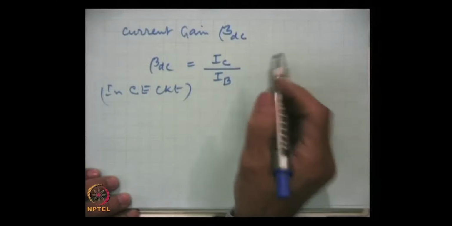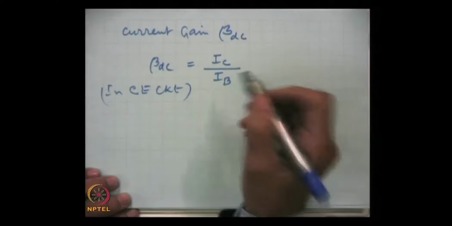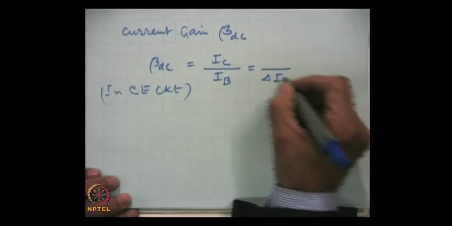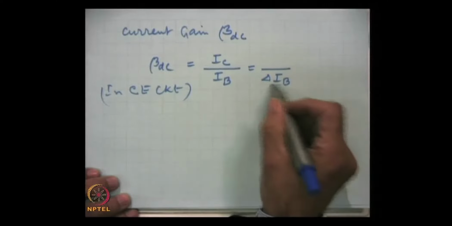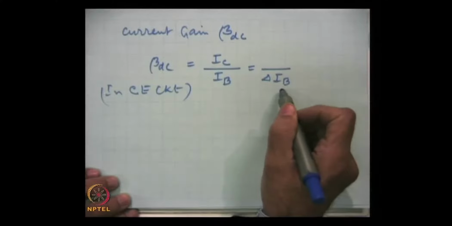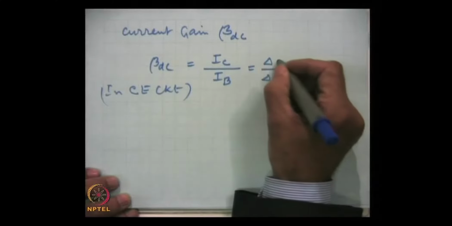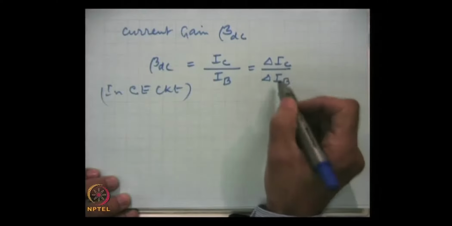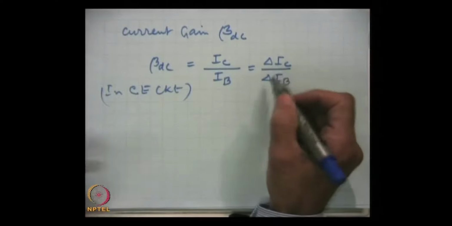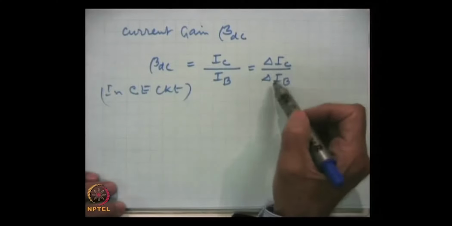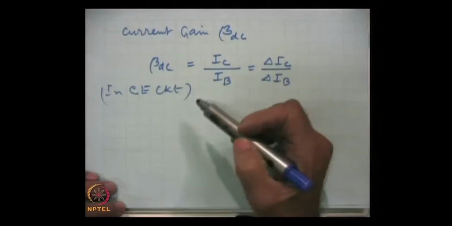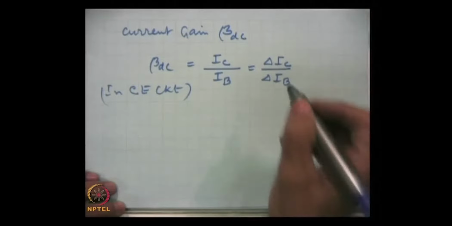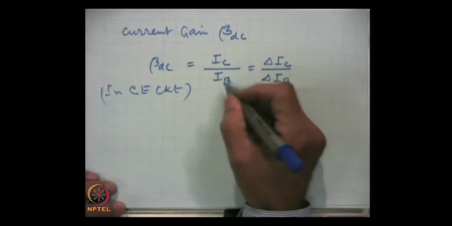Therefore, this is very high. This can also be defined in terms of the change: delta IB is the change in the base current, and if this gives rise to a change in the collector current of delta IC, then this ratio is actually the way we can define and find out experimentally the value of the current gain beta. And so, this is the current gain and this is very high.